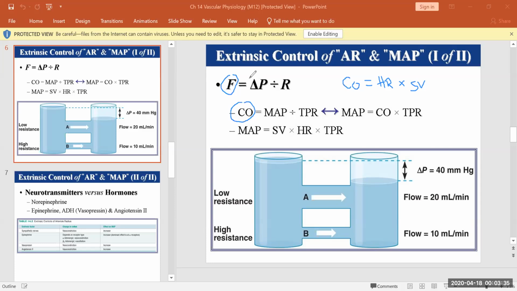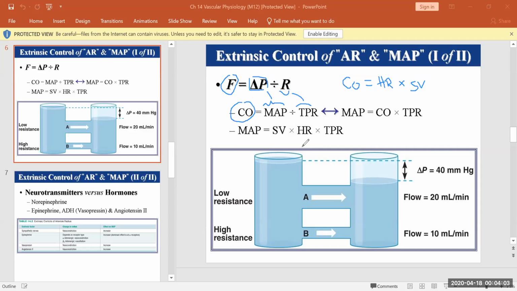Now this delta P is the MAP here. Okay, so that's the driving force. And this resistance is expressed over here. Total peripheral resistance, TPR. Okay.